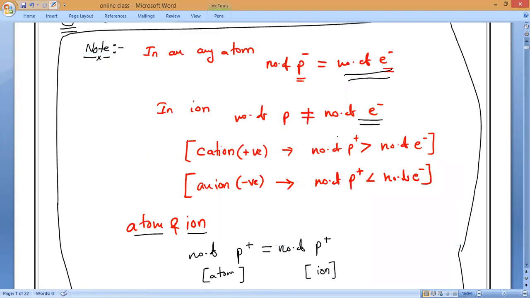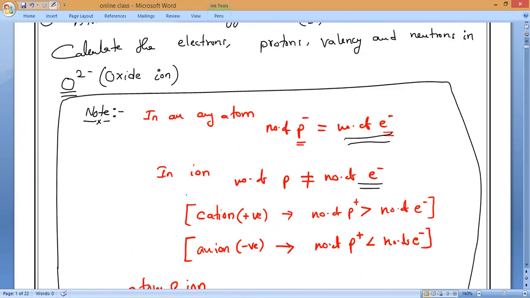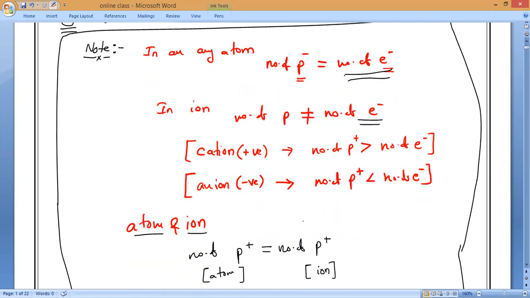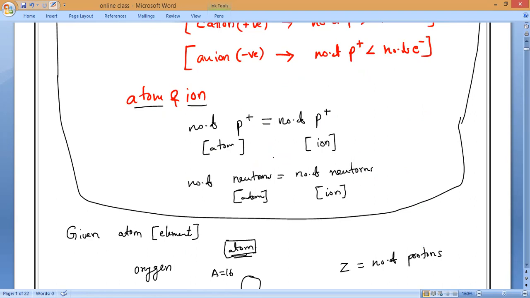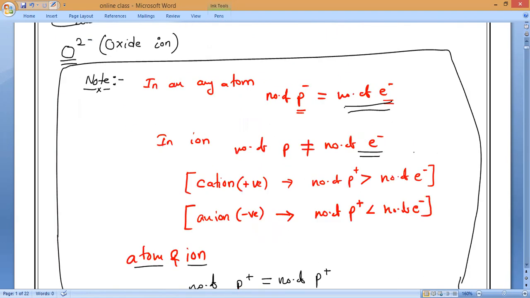Now, observe here and tell me. In an ion, what is the same? Protons and neutrons are the same. What is not the same? Electrons are not the same. Next, it is an anion. Anion means which will be greater, electrons or protons? Verify it.